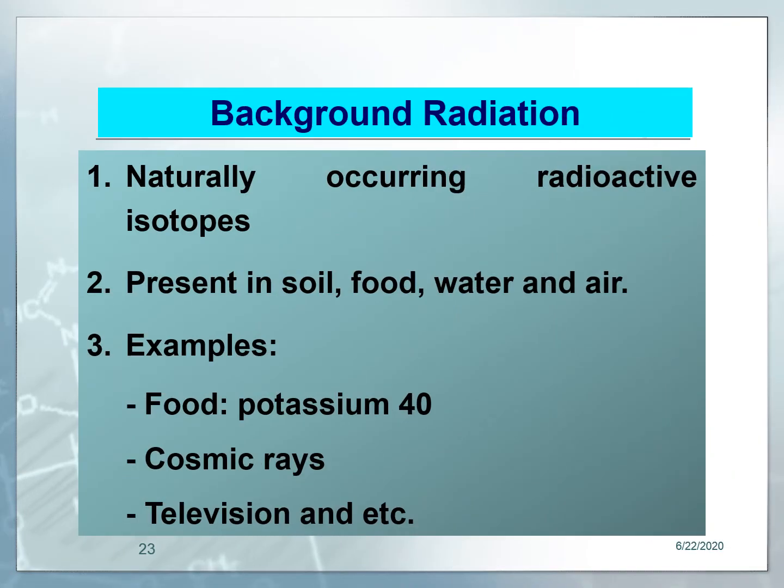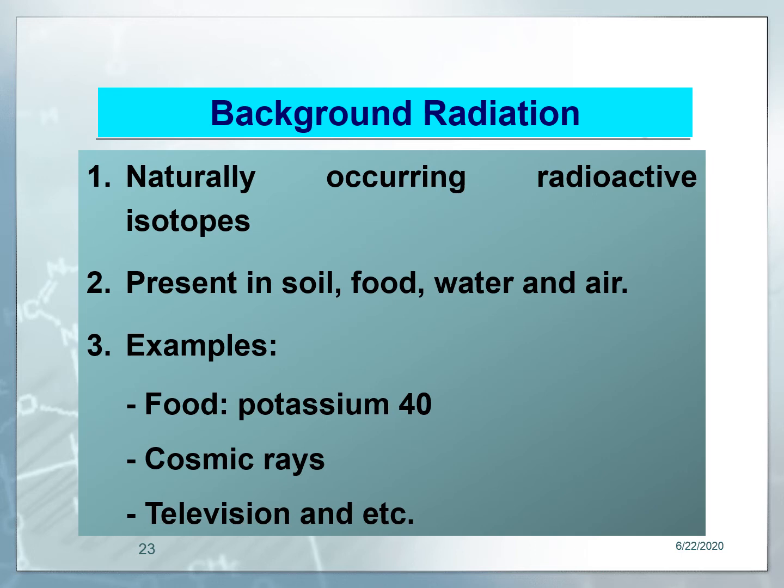Next, we learn about background radiation. We are all exposed to low levels of radiation every day. Naturally occurring radioactive isotopes are part of the atoms of wood, brick, and concrete in our homes and buildings where we work. This radioactivity is called background radiation. It is present in soil, food, water, and air.